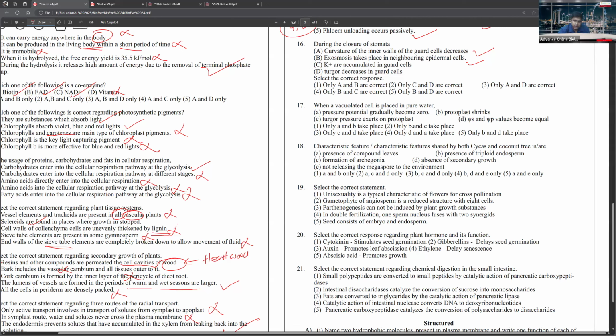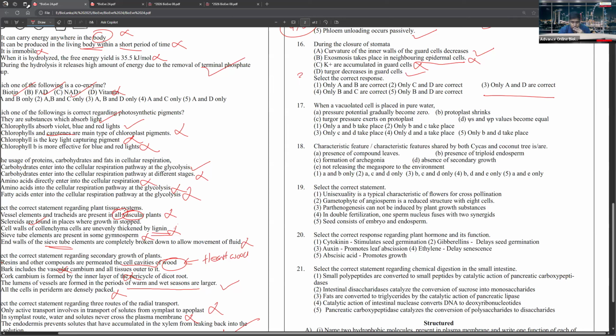Now, exosmosis take place in neighboring epidermal cells. Wrong, Nathan. Why? No. During the stomatal closure, water enter from the guard cell into the epidermal cells. So, endosmosis occur into the neighboring epidermal cells from the guard cell. Wrong, no? Potassium ions accumulate in guard cells. Wrong. Turgor decrease in the guard cell. Correct. So, A and D.